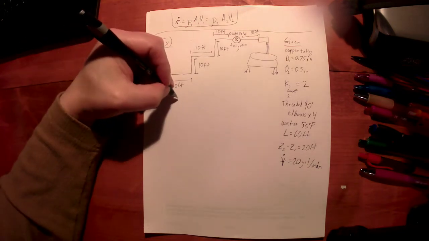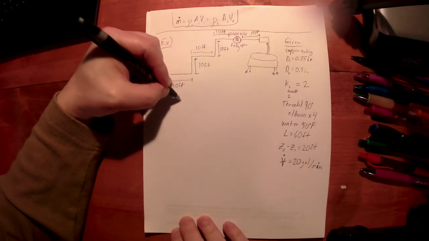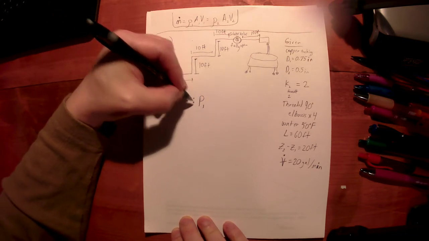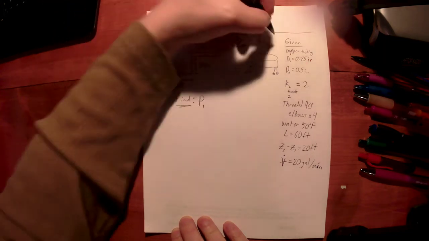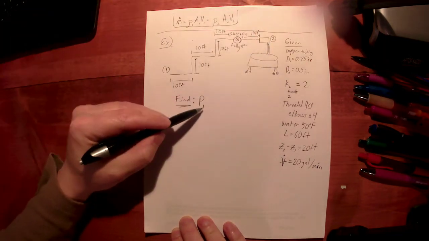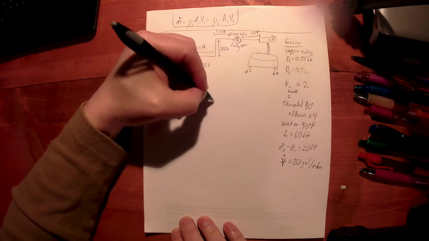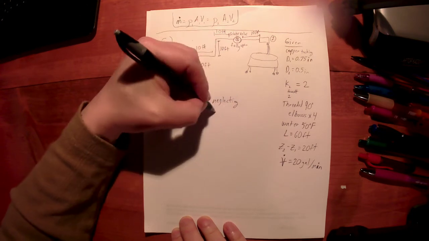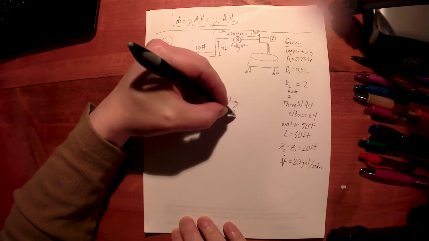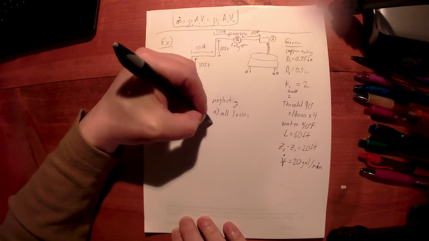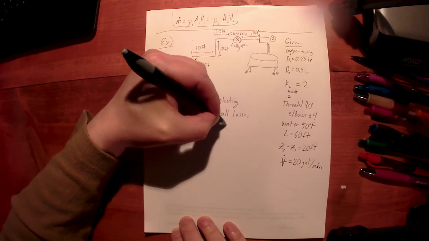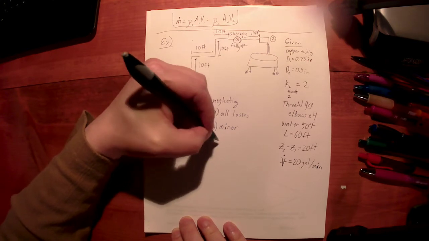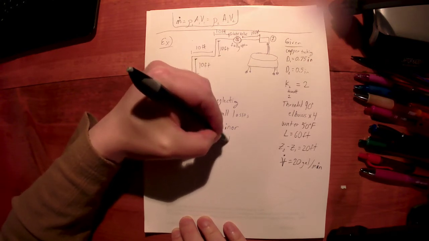The way the original problem is written, it says find the required pressure. We're going to say find P1. We're going to call this point 1. We'll call this point 2. Find the required pressure at point 1, neglecting, for part A, all losses. For part B, we're going to neglect the minor losses. And for part C, we're going to neglect no losses.